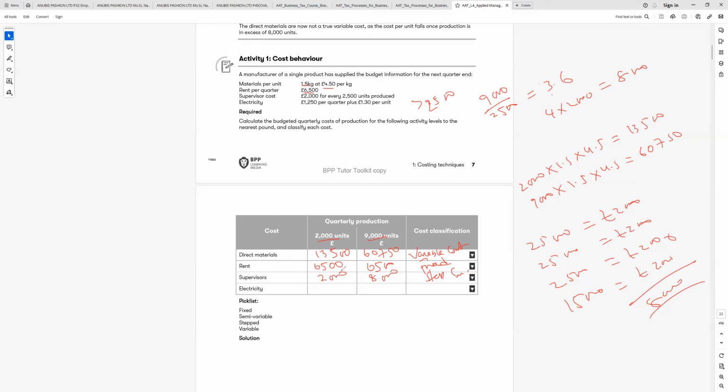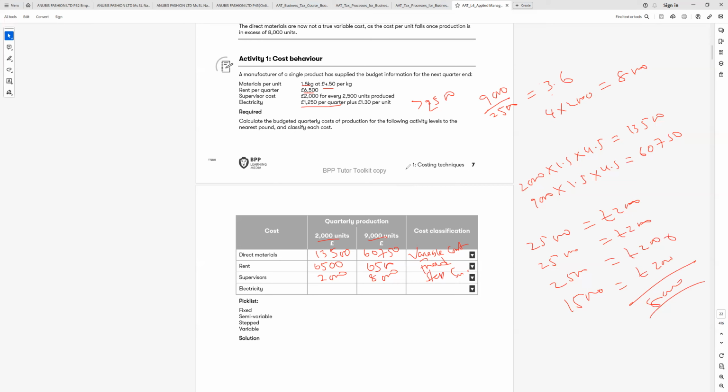And finally, you have electricity. It's 1,250 per quarter. So it is fixed at 1,250 per quarter plus 130 per unit. So it looks like it is a semi-variable cost because some costs look fixed and some costs look variable. So the fixed here is 1,250 and after that it is variable per unit.